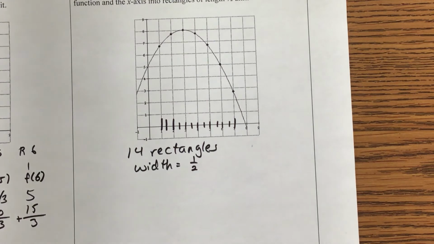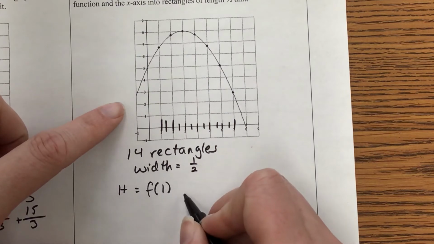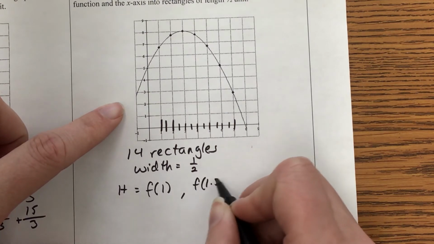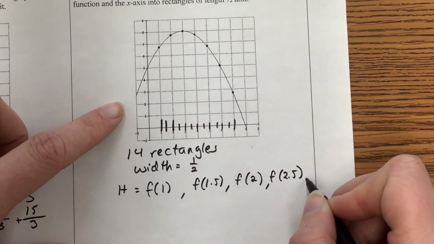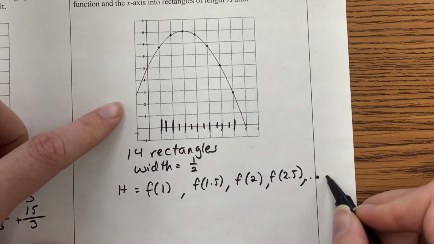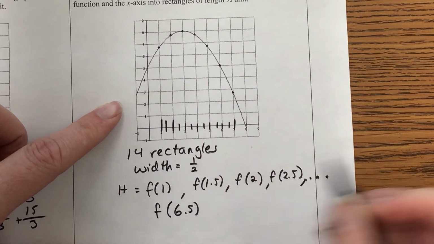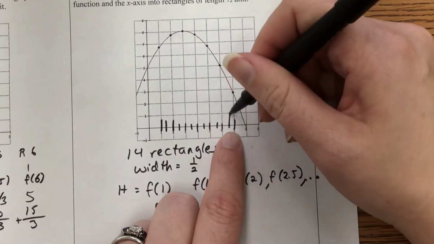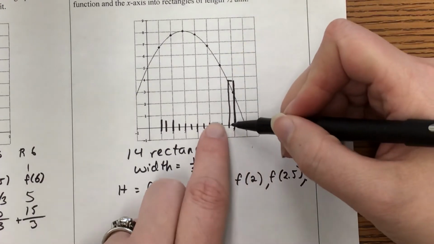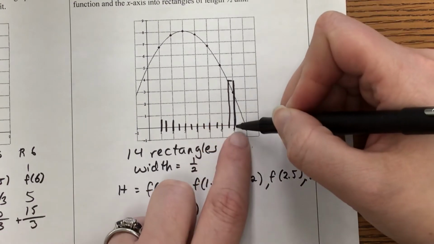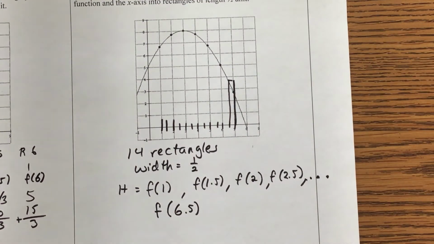Okay, so we need to find all of the heights. The heights are going to be like f of 1, f of 1.5, f of 2, f of 2.5, and so on. I'm going to do dots for and so on. All the way until we get to f of 6.5, because that'll be the last rectangle, all the way up to here. It's a terrible line, because the left side of the rectangle is going to be at 6.5. The right side is at 7, at x equals 7. So that has to be the left.